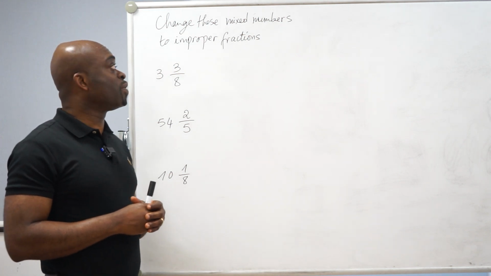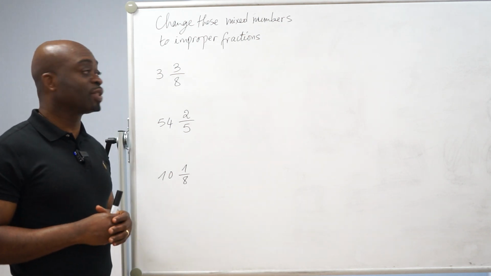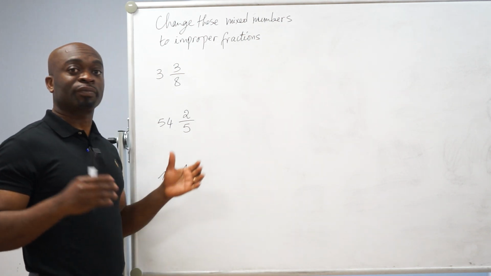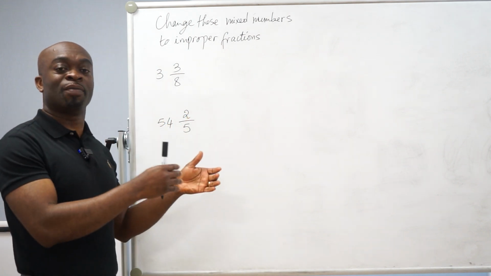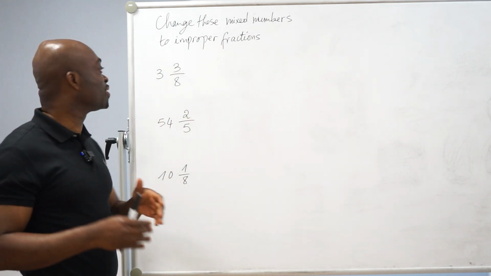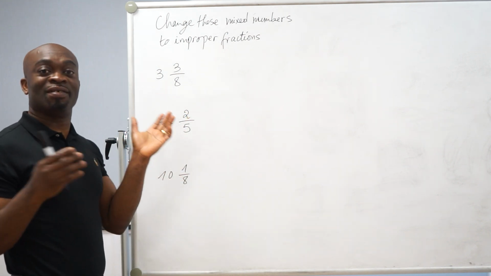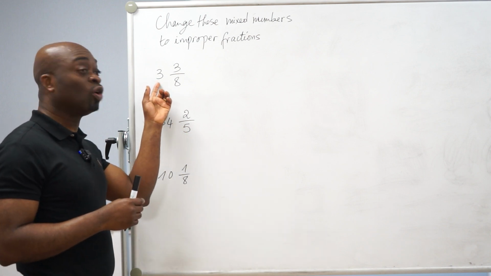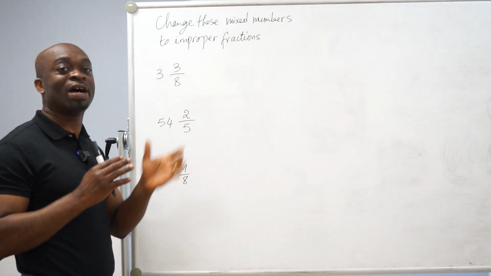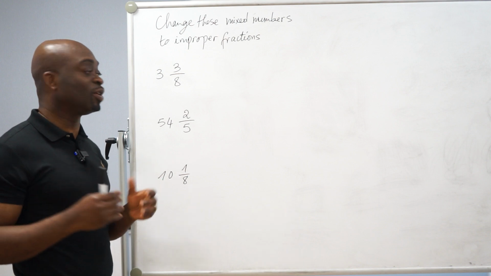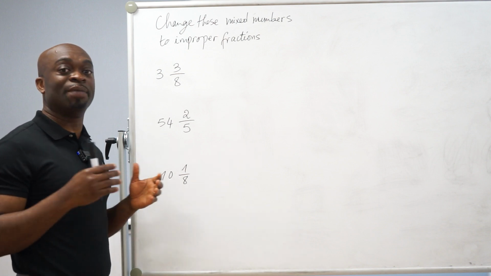Change these mixed numbers into improper fractions, right? So we learn about mixed numbers, we learn about improper fractions. So now this one is a mixed number with a whole number in front of it and then a fraction that follows it, correct? That's what we call a mixed number. Now, how do we go into an improper fraction?